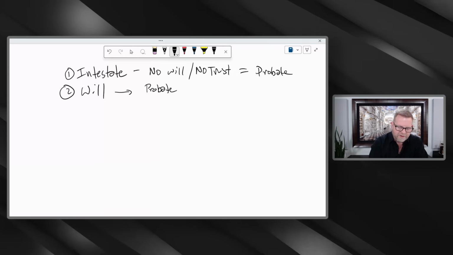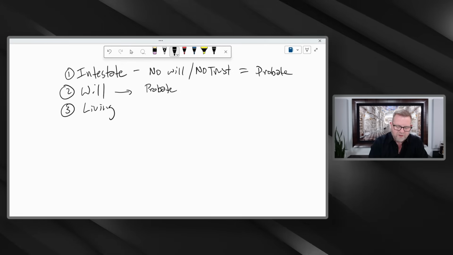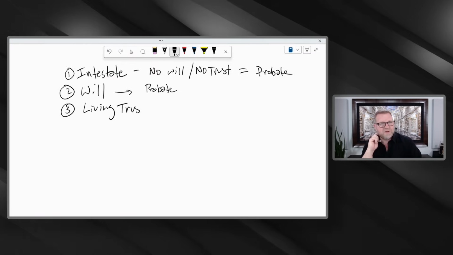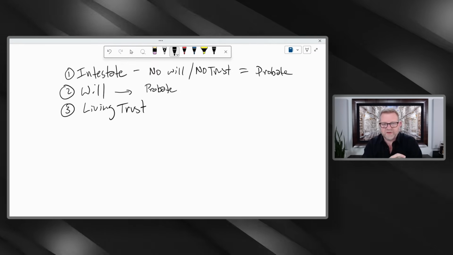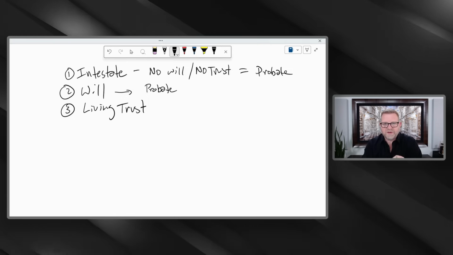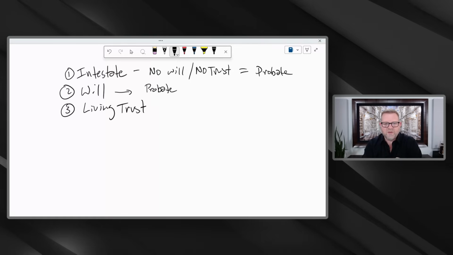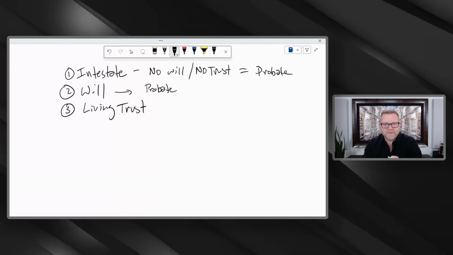And number three is a living trust. A living trust is a revocable trust during your lifetime. It's oftentimes called an inter vivos trust. All it is, it's a grantor trust, which means you ignore it for tax purposes. It's revocable, meaning you can change it whenever you want.